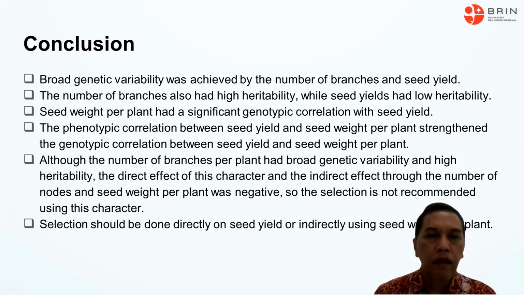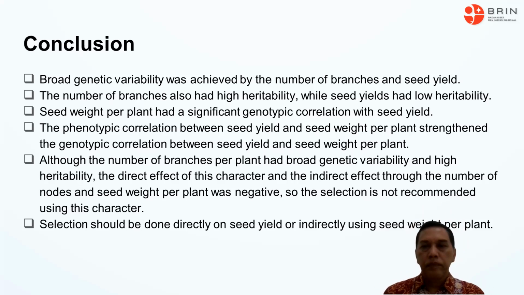Although the number of branches per plant had good genetic variability and high heritability, the direct effect of this character and its indirect effect through the number of nodes and seed weight per plant was negative. So selection is not recommended using this character. Selection should be done directly on seed yield or indirectly using seed weight per plant.